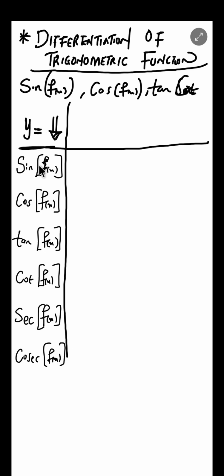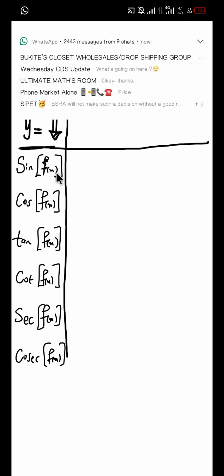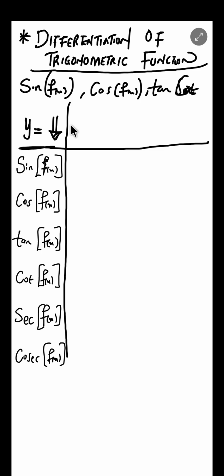Now, considering these six different functions, it is clearly seen that if y is equal to sine f of x, you need to follow these rules. For sine, we always have a positive sign. For cosine, we always have a negative sign. For tangent, positive. For cot, negative. For sec, positive. For cosec, negative. In that order: sine is positive, cos is negative, tan is positive, while cot is the opposite. Sec is positive and cosec is the opposite of sec.